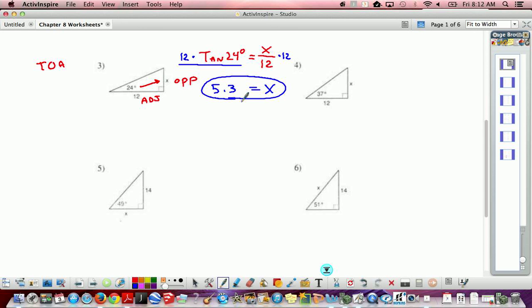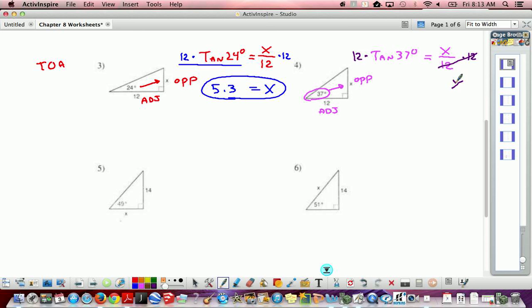Okay. Moving right along, number 4. We take a look here, done exactly the same way as number 3, it's just a different angle measurement. Here's opposite, here's adjacent. So again, we're using tangent, it's just now tangent of 37. So on this one, tangent of 37 is equal to x over 12, or I should say multiply both sides by 12 to clear out the denominator.